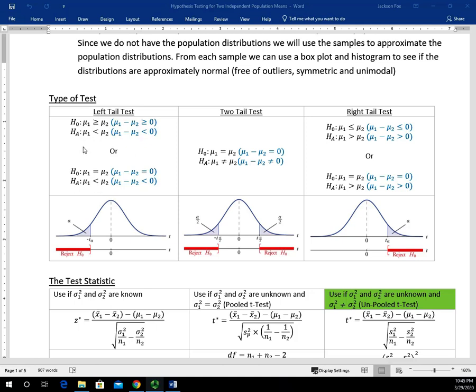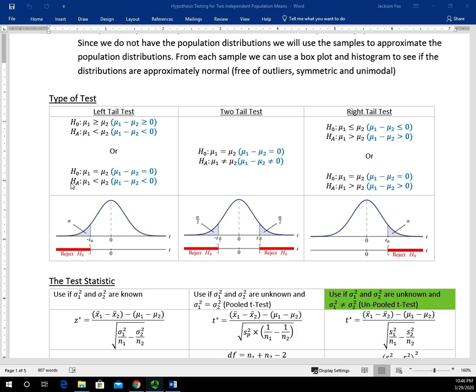So with a left tail test, what defines the left tail test is that our alternative hypothesis says the population mean for group 1 is less than the population mean for group 2, and that less than sign tells me I'm doing a left tail test. So that's going to be the area of my rejection region and the area where my value of alpha goes.